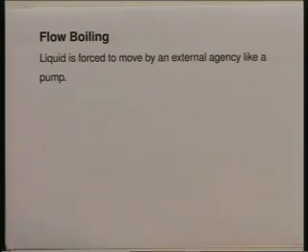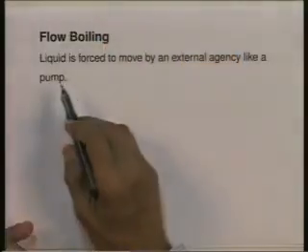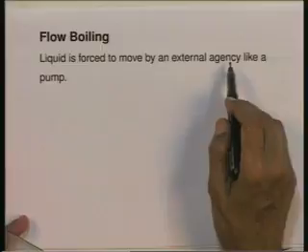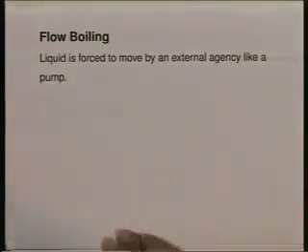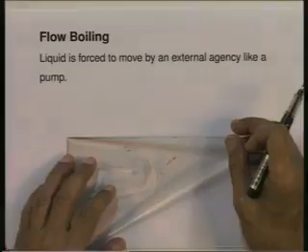In contrast to this, this is one classification of boiling, that is, we could have pool boiling. The other classification is that we could have flow boiling. So, in boiling there are two classifications. One is pool boiling, which I have shown you, and now let us look at the other, which is flow boiling. Flow boiling means the following: the liquid is forced to move by an external agency like a pump through a tube or tubes.